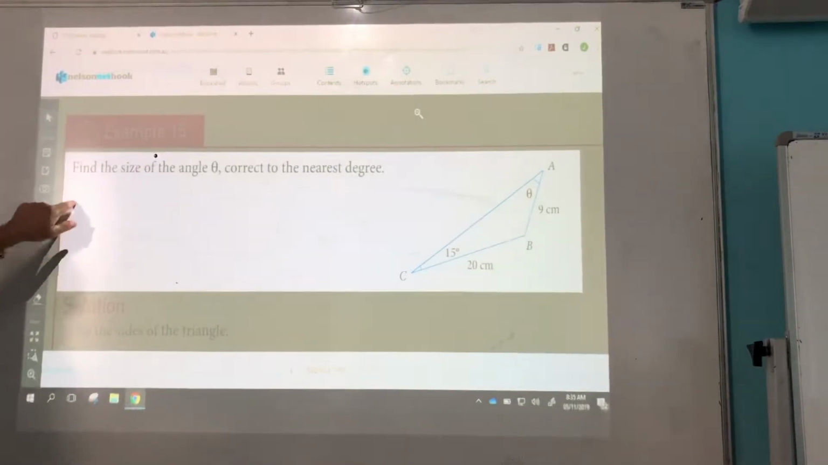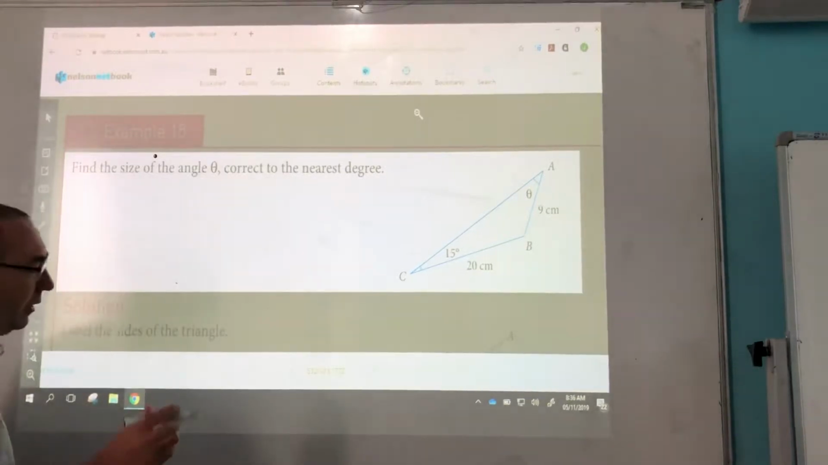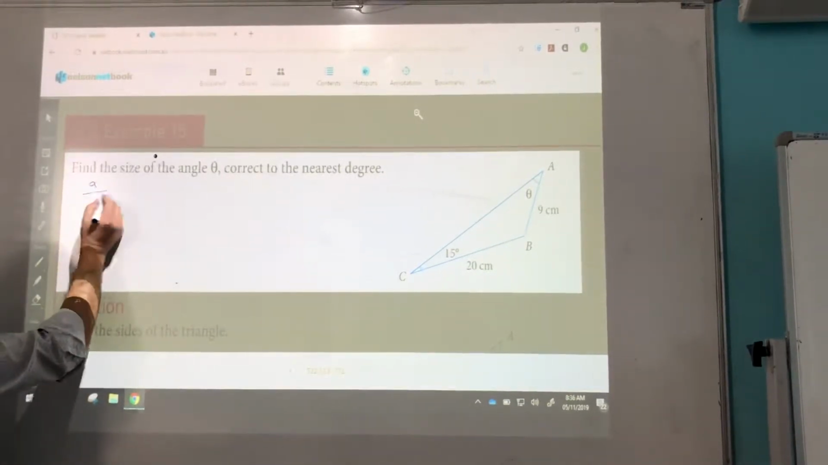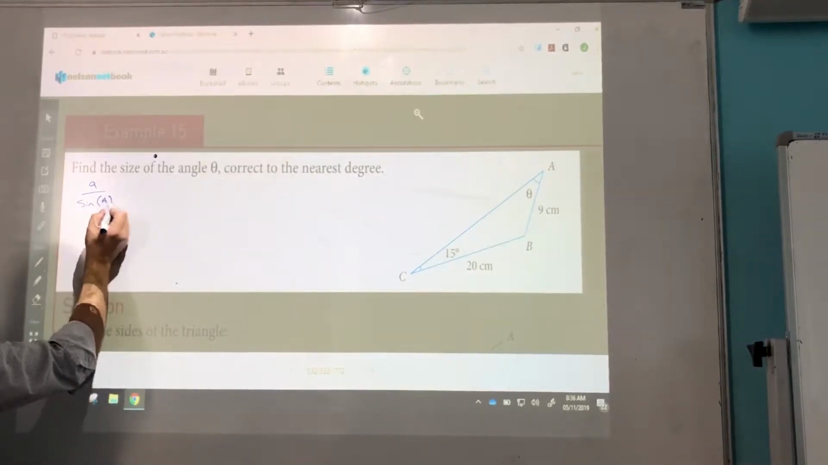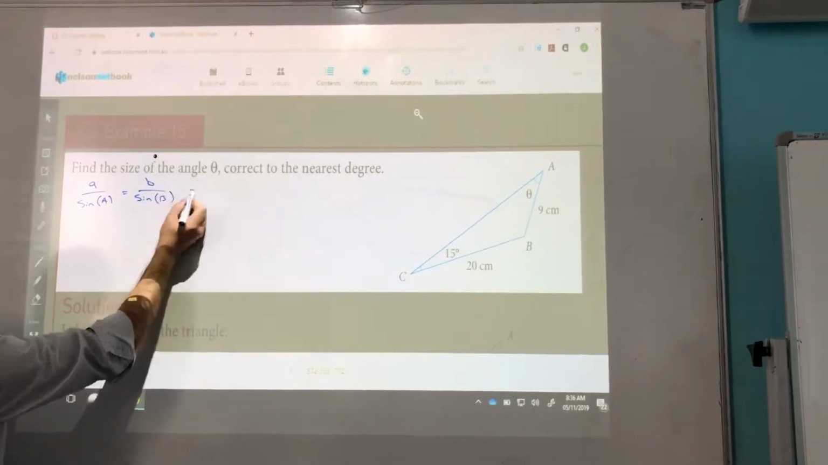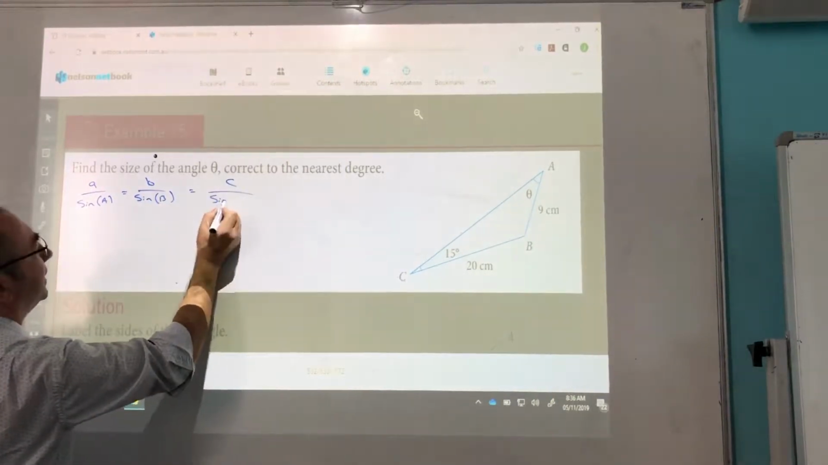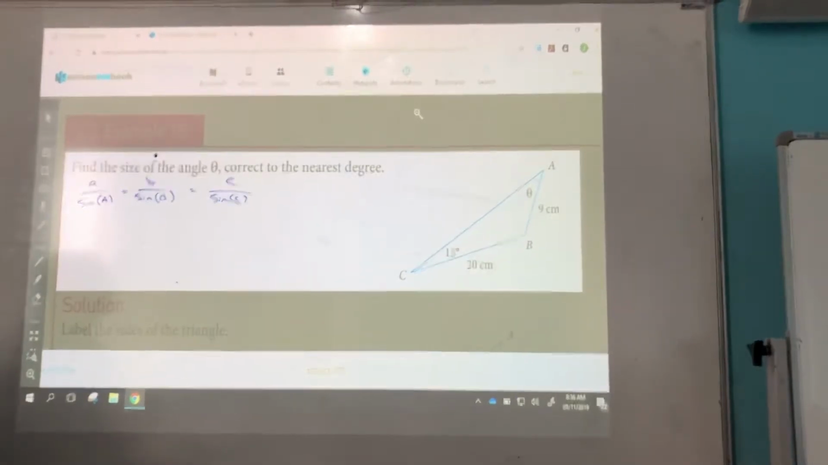So we're still working with the sine rule, but we're being asked to find angles instead of sides. As always, write down your formula first. We've got a over sine A equals b over sine B equals c over sine C. Of course, with two equal signs, we're not going to use all of that. We need to work out which bits we're going to use and get rid of the rest.